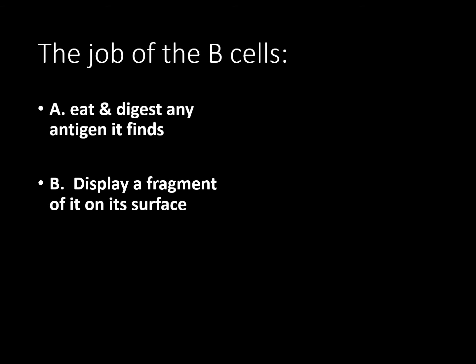Once the B cell goes around and finds an antigen and eats it and digests it, he's a little bit of a rogue. He actually takes a piece of what he's just shredded apart in eating and he puts one of the things on the surface of himself or herself, I don't know, and displays it.